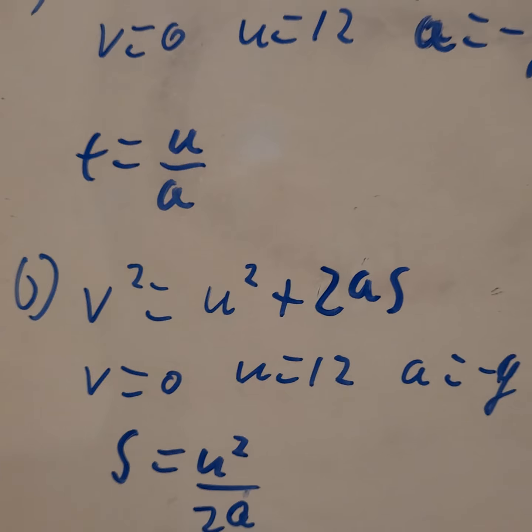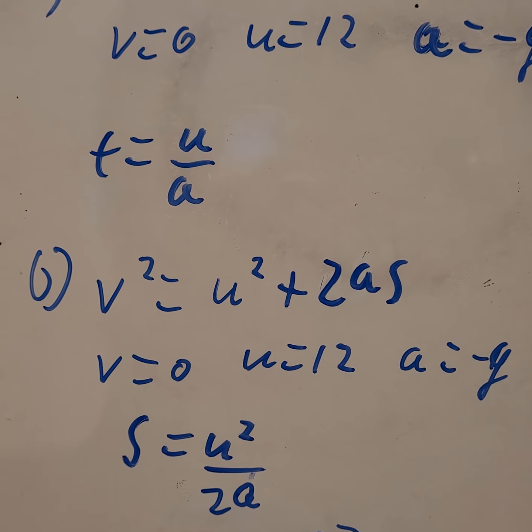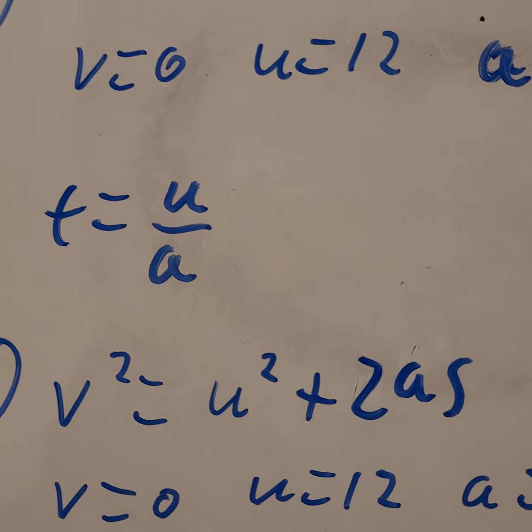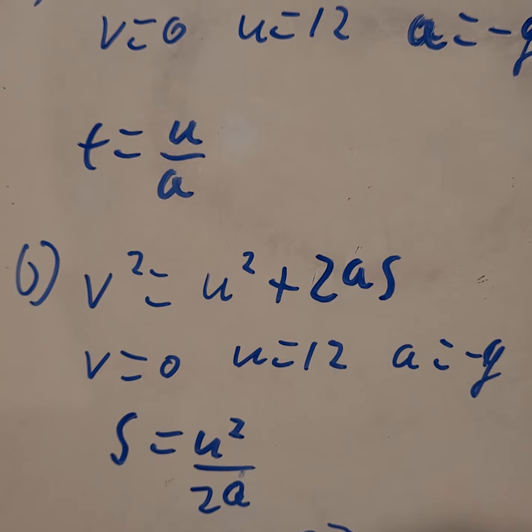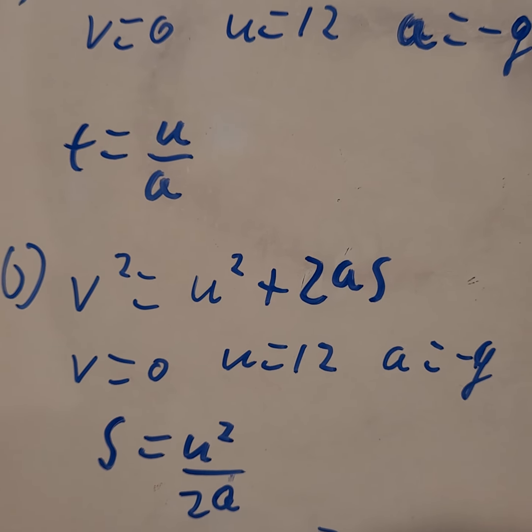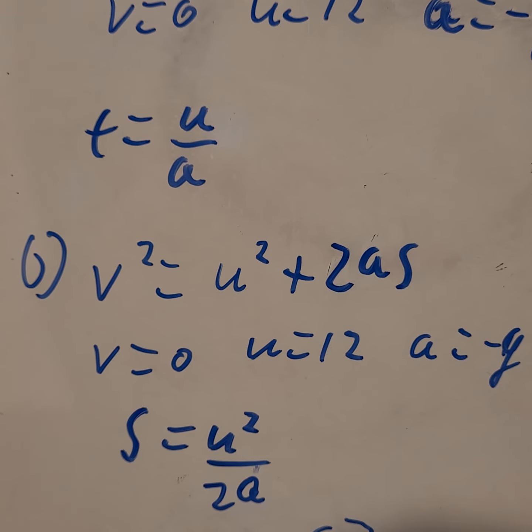The second part of the question asks how high the ball goes. So if we use this equation instead now, v squared is equal to u squared plus 2as, and we plug in our same values for the final velocity being 0, our initial velocity being 12, and our acceleration being negative g, we can rearrange to find s.